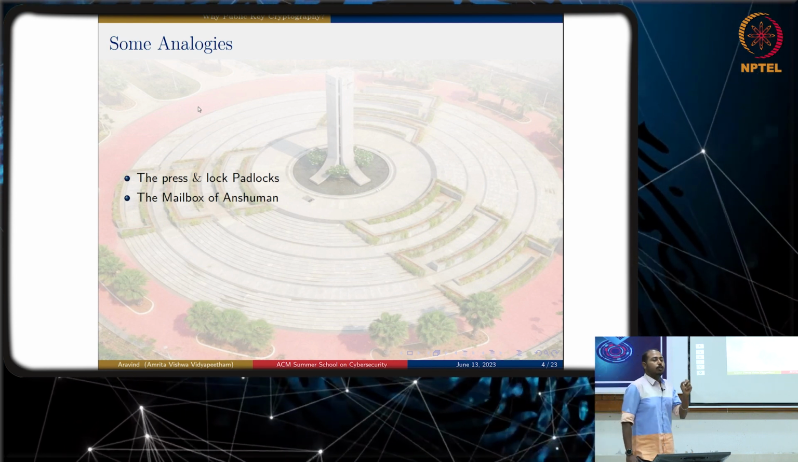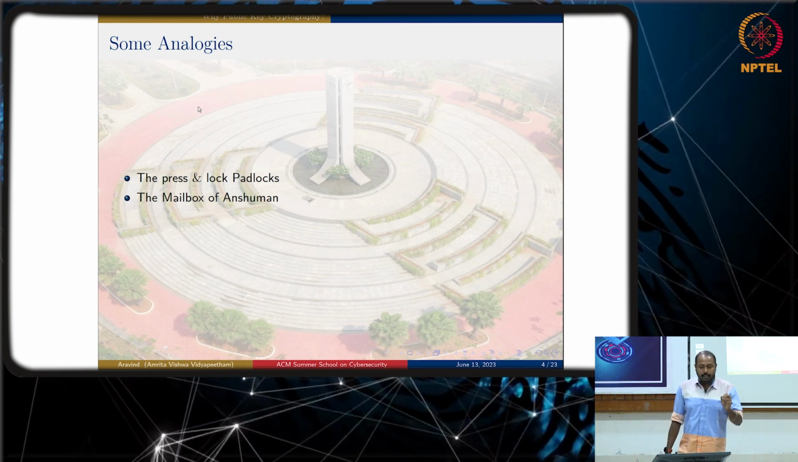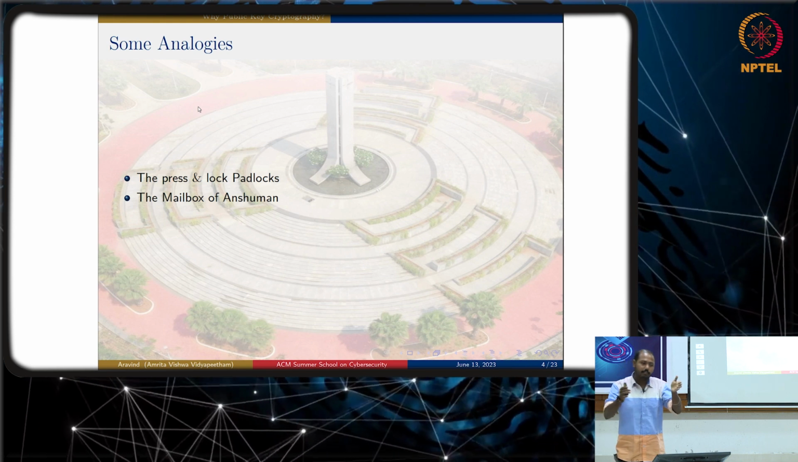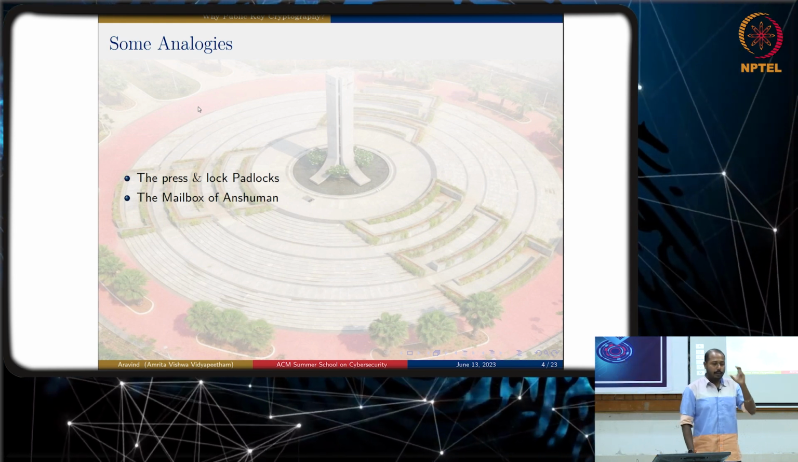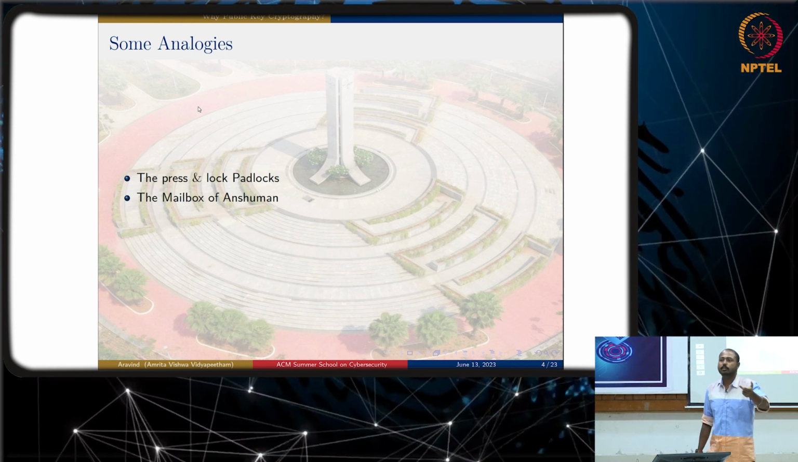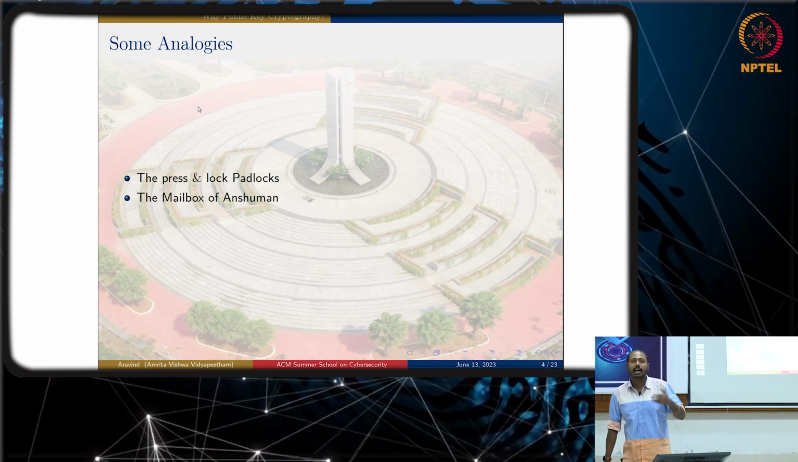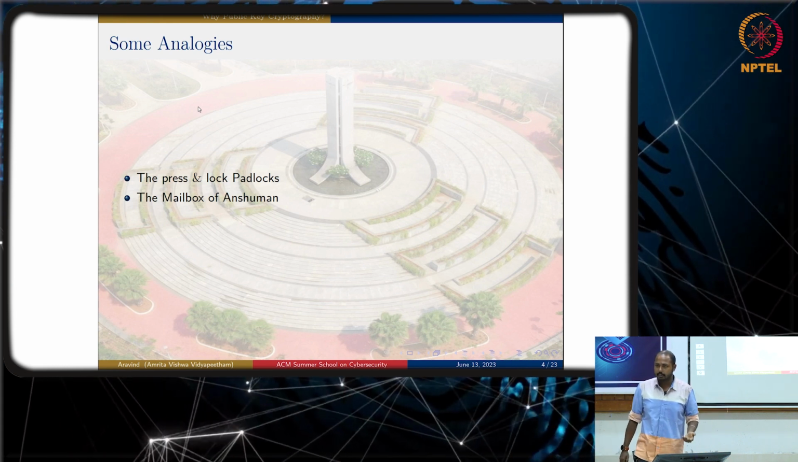Okay. So as you see, we'll consider the analogy again. Putting a padlock and giving it to you, you know how much effort we have to put in to do that, right?